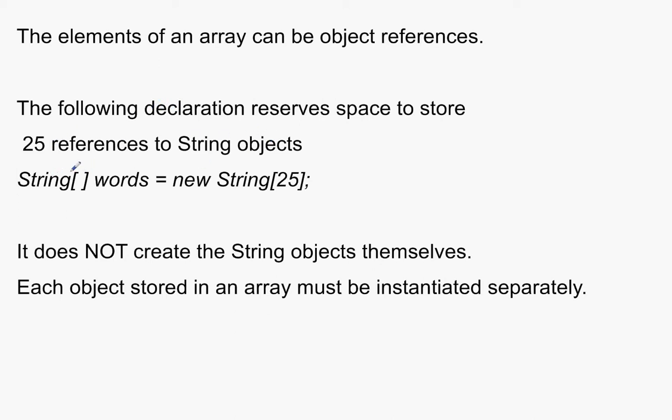So the array is going to be called words, and we call the constructor and create an array of 25 elements in this words array, and they're all going to be strings. Now keep in mind, this does not create the string objects themselves. Each object that is going to be stored in the array must be instantiated separately.